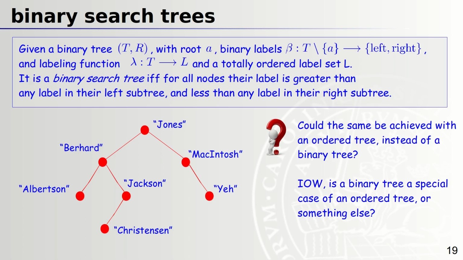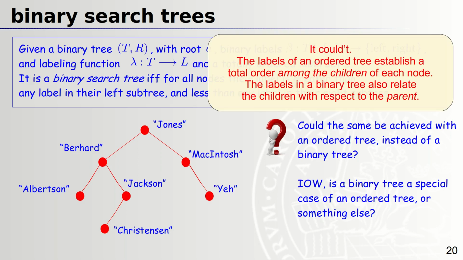But why do we actually need to distinguish binary trees to begin with? Couldn't the same be achieved by ordered trees? Aren't binary trees, in other words, just ordered trees where you only count up to 2 children? Or are binary trees something different? The answer is that binary trees are indeed different. The reason is that the numbering on an ordered tree establishes a total order among the children only, while the left-right labels on a binary tree also relate the children to their parent node.